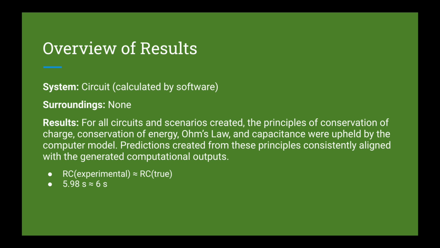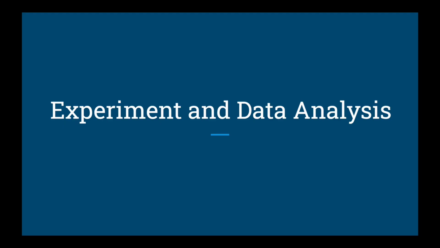Overview of results. The system in this lab was a circuit calculated by the software, and there are no surroundings. Results. For all circuits and scenarios created, the principles of conservation of charge, conservation of energy, Ohm's law, and capacitance were upheld by the computer model. Predictions created from these principles consistently align with the computational outputs. The experimental time constant and the true time constant are roughly equivalent, or 5.9 seconds is roughly equivalent to 6 seconds.